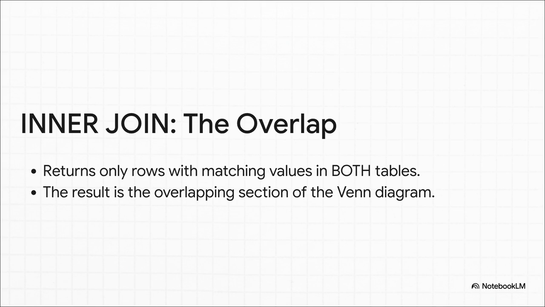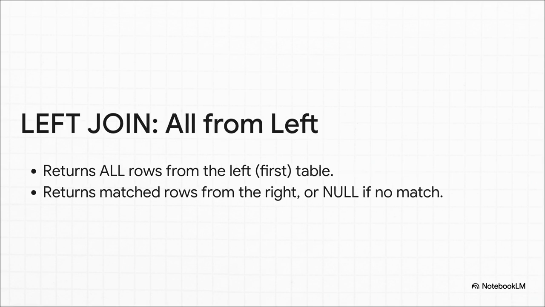The one you're going to use most often is the inner join. In our Venn diagram, this is just that middle section, the overlap. It shows you only the results that exist in both tables. So if you join customers and orders this way, you'll only see the customers who have actually placed an order. It's the perfect intersection.